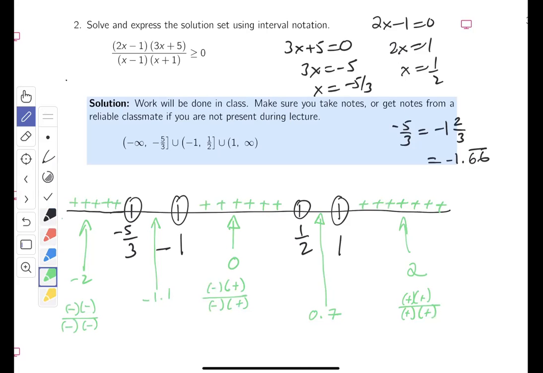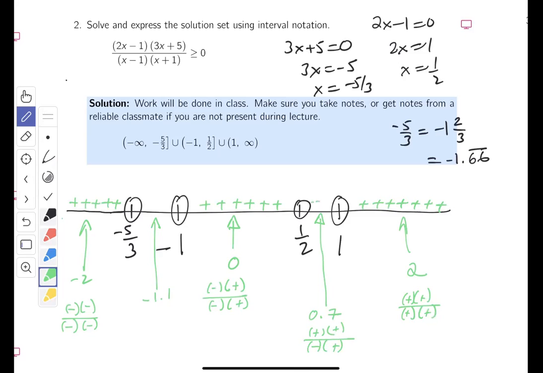All right, let's try 0.7. I know it's more difficult. 2 times 0.7 is 1.4. 1.4 minus 1 is a positive number. 0.7 times 3 is 2.1 plus 5 is a positive number. That was simple. 0.7 minus 1 is a negative number. 0.7 plus 1 is a positive number. What do you get over there?